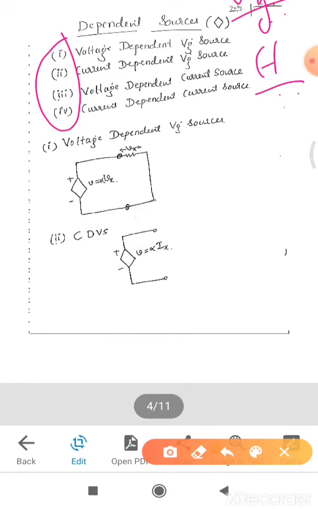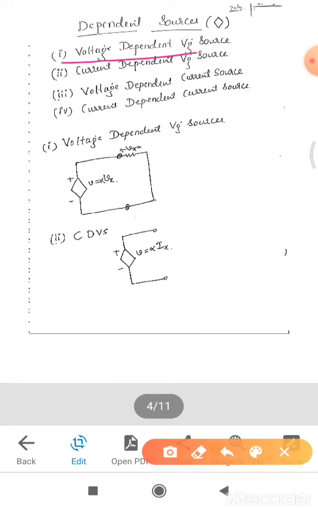Okay, suppose a voltage source is dependent on some voltage in the same circuit, then that is called a voltage dependent voltage source. Instead of dependent, you can say it is controlled also. So what we can say is voltage dependent voltage source.